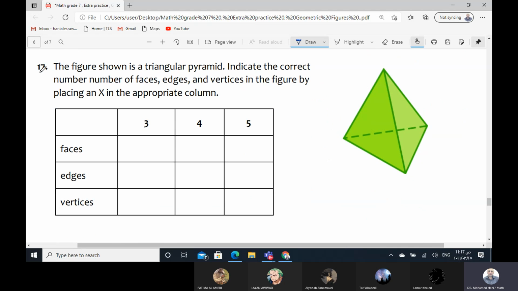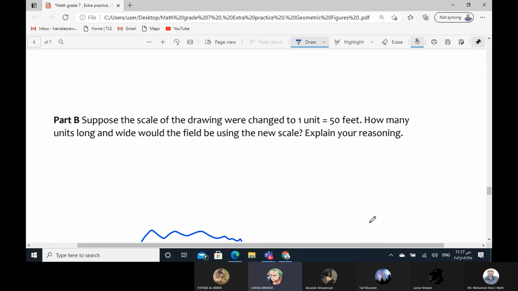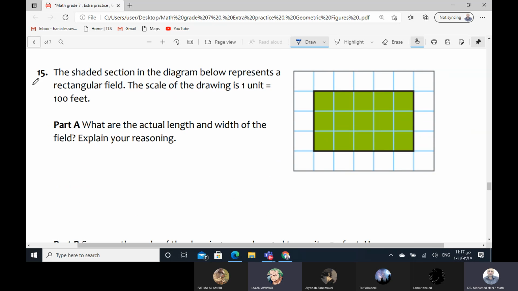Okay. Who can read exercise number 17? Can I ask a question? Yes. Can you go up before also? Yeah, this one for the shaded. Yes, read it, Leah. The shaded section in the diagram below represents a rectangular field. The scale of a drawing is 1 unit equal 100 feet. Part A. What are the actual length and width of the field?